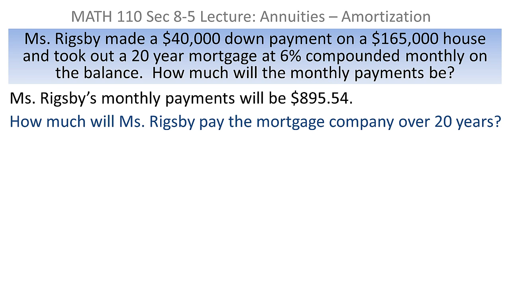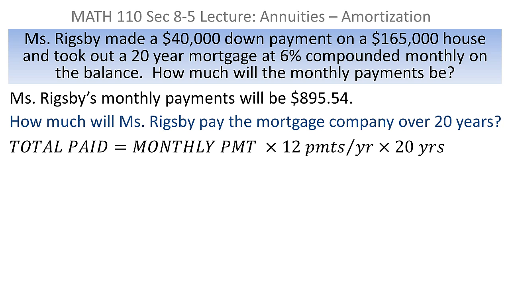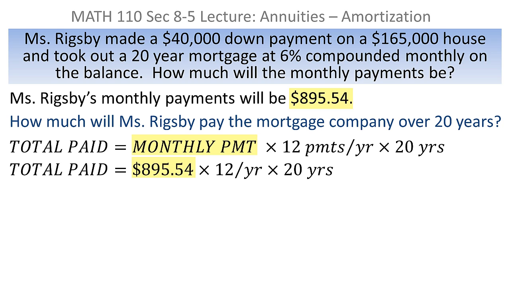For instance, what if I want to know how much Ms. Rigsby will pay the mortgage company over 20 years in total? Think about it, that's pretty easy. What she's going to pay is $895.54, that's her monthly payment, 12 times a year for 20 years. So really you just want to multiply the monthly payment by 12. That tells you how much she pays for a year, and then multiply that by 20. That's how much she's paid over the course of 20 years.